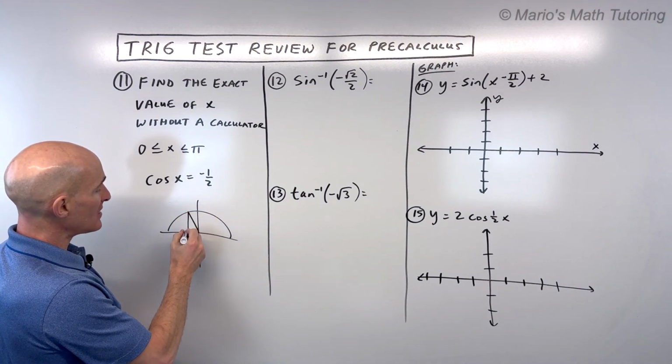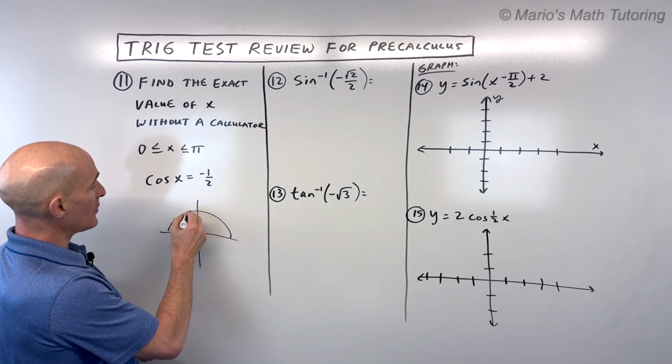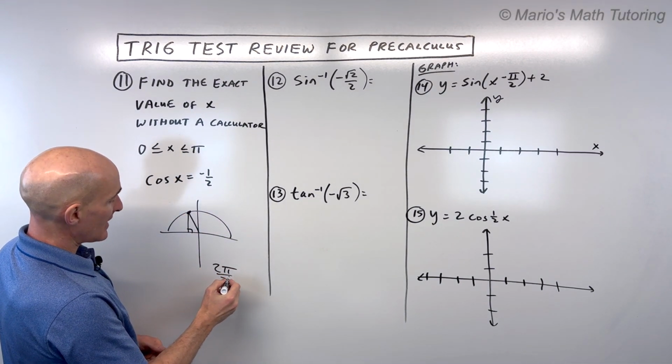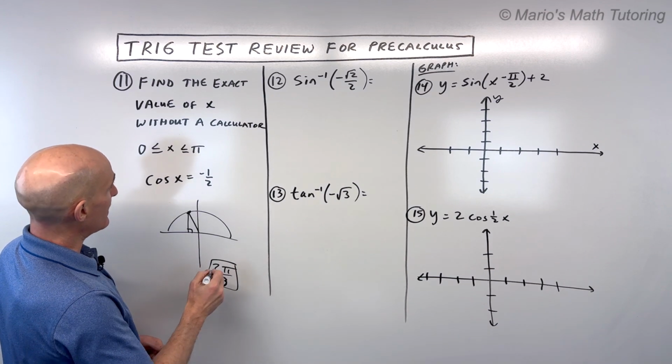Well, that's going to be right here. And this angle is going to be 2 pi over 3. So that's your answer for that one.